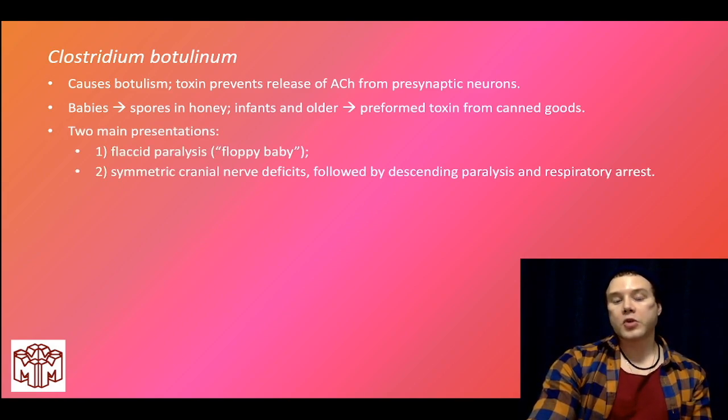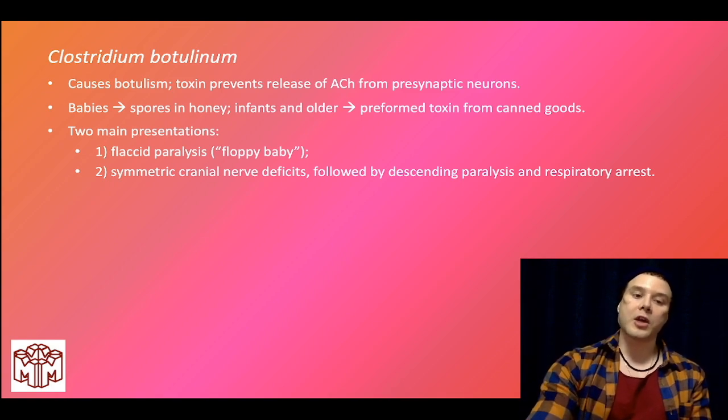Okay, so two main presentations for USMLE: floppy baby syndrome, okay, with flaccid paralysis, a floppy head, or if it's an infant or older, they can mention that there are cranial nerve deficits such as dysphagia, dysarthria. There can be Bell palsy. I know I wrote symmetric here, but you can get a Bell palsy, and descending paralysis with potential respiratory compromise.